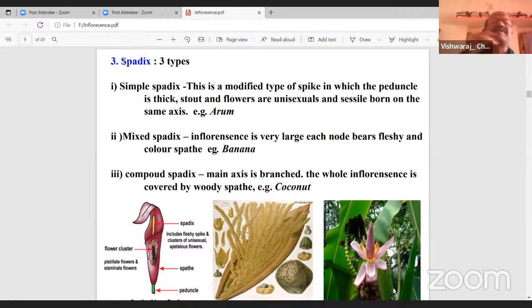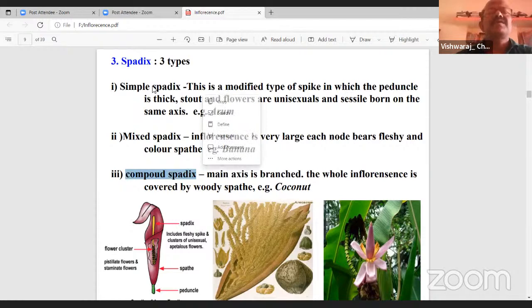Third type of racemose inflorescence is a spadix. Spadix has three types. Number one, simple spadix, mixed spadix, and compound spadix. There are three types. Simple spadix.